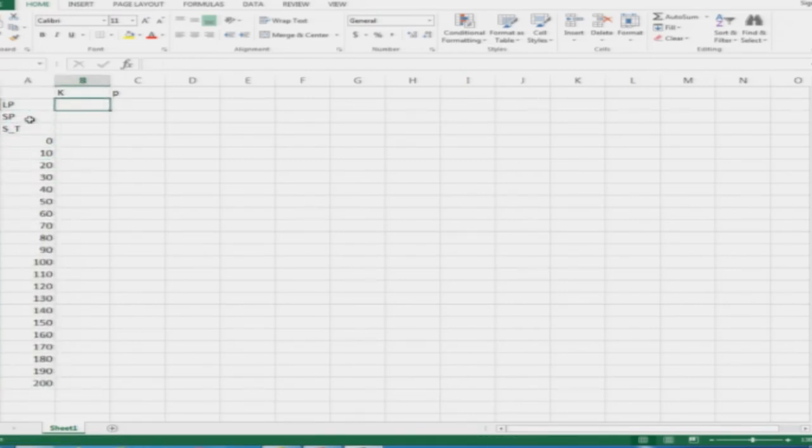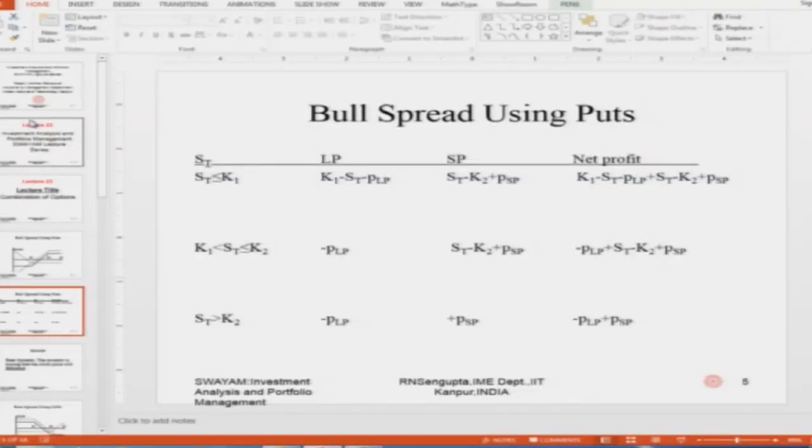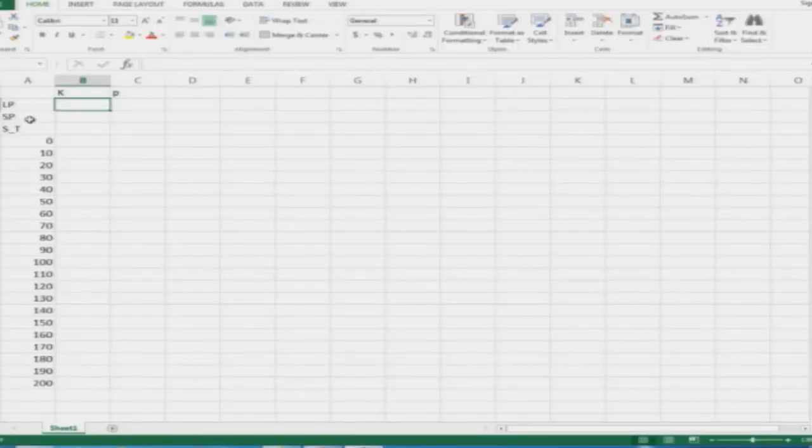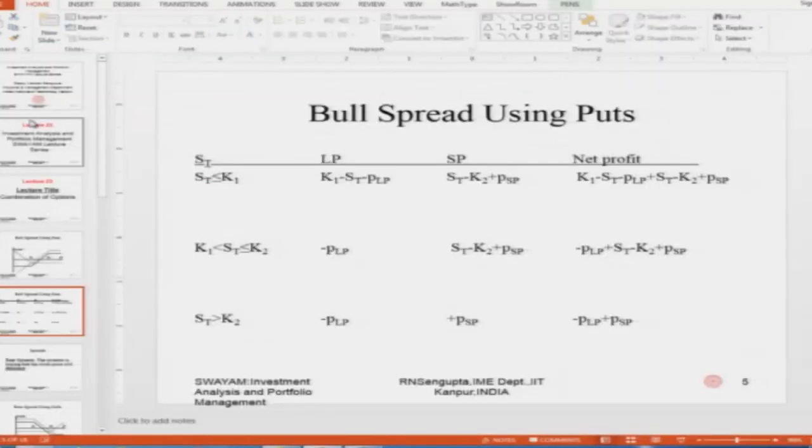So, this one K1 for the long put, we will use the price as, say, for example, 50, and the short put will use the price of 100. So, that does not matter whether you put the sign, because that is the delivery price of the stock price, the strike price, sorry. For the price, we will consider the long one and the short one. So, we will consider the prices as positive and negative. So, that will come out in the discussion slowly.